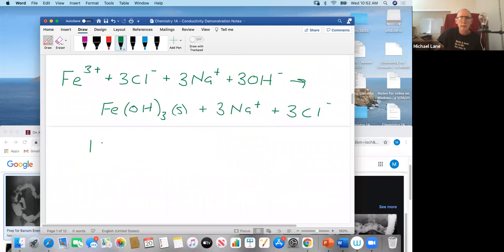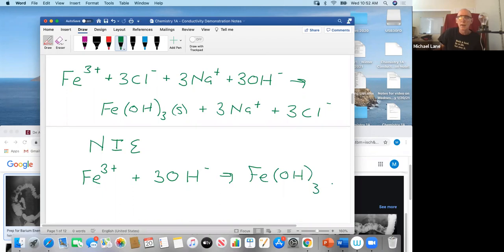And the net ionic equation is simply this. And it suggests that anytime that iron 3 cations are in the presence of hydroxide ions, then they will react to form iron 3 hydroxide as a solid. And again, the sodium and the chloride are spectator ions. So there's my reaction right there.